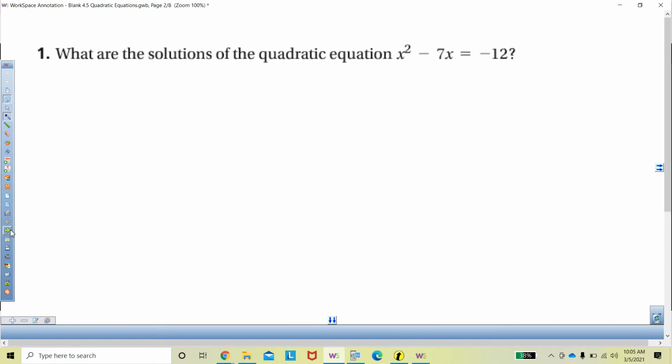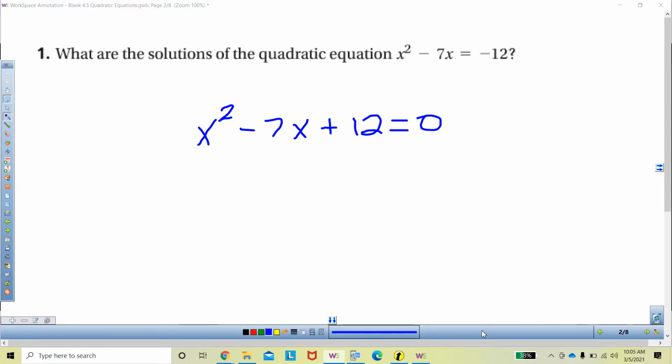Okay, here's one I'd like you to try on your own. Realize you got to add the 12 over to the left side of the equal sign. So it's going to be +12 equals 0. So factor it, set up your two parentheses, and then set those parentheses equal to 0.